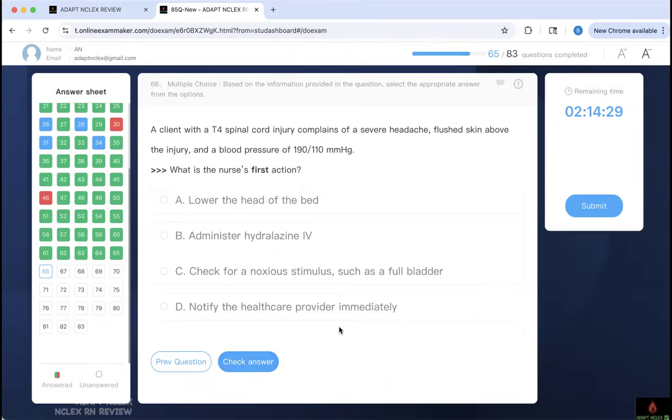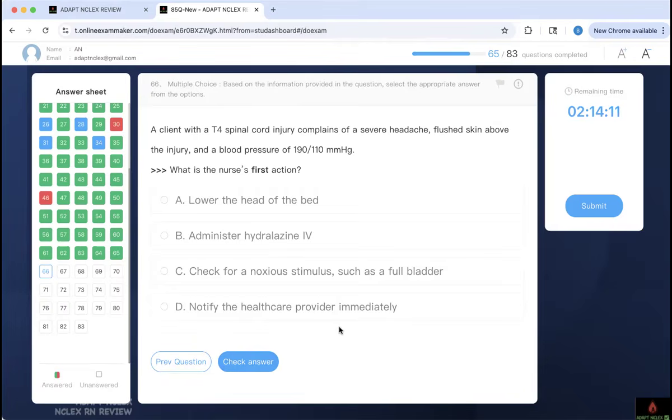Number 66. This is neurology. We move to neuro. A couple of neuro questions. A client with a T4 cord injury complains of severe headache, flushed skin above the injury, and a high blood pressure. What do you think? What is the next first action?